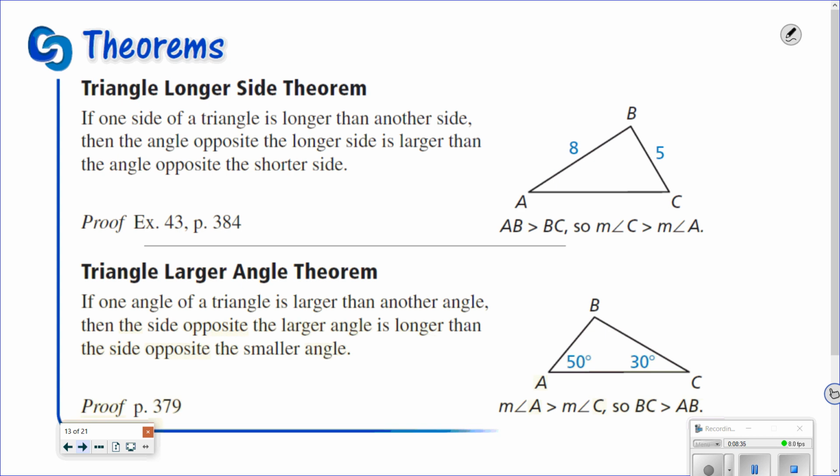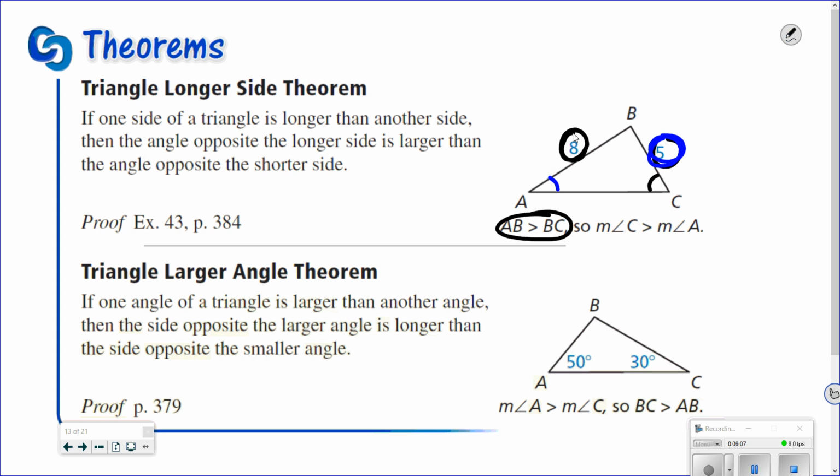It says, if one side of a triangle is longer than the other side, then the angle opposite the longer side is larger than the angle opposite the shorter side. So if I look within a triangle, what it's saying is this: if side AB is bigger than BC, now we look at the opposite angles. Let me actually use different colors here. AB goes with that angle, and BC goes with that angle. So you always look at the angle opposite the side.